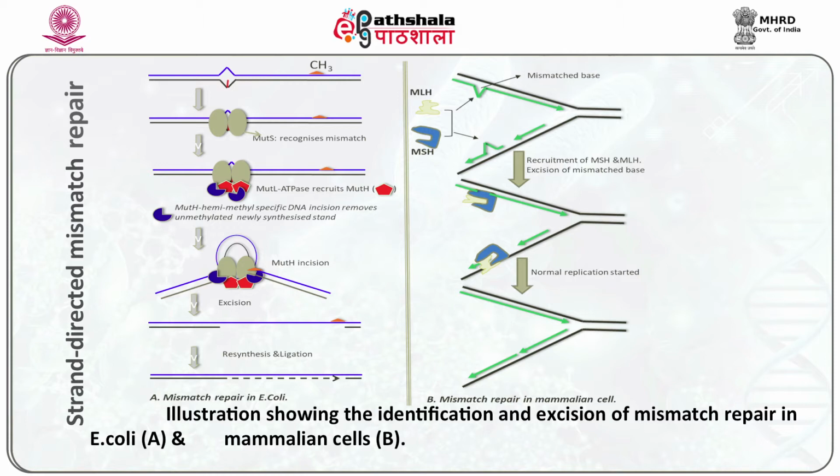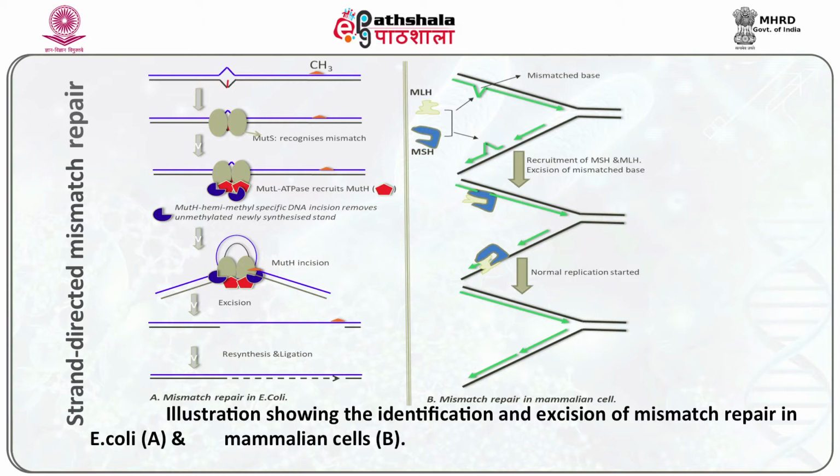Newly synthesized strands are often non-methylated for some time. In E. coli, mut-S first identifies the mismatched nucleotides by non-methylated adenine groups and recruits mut-L ATPase, which facilitates recruitment of mut-H hemimethyl ATPase.